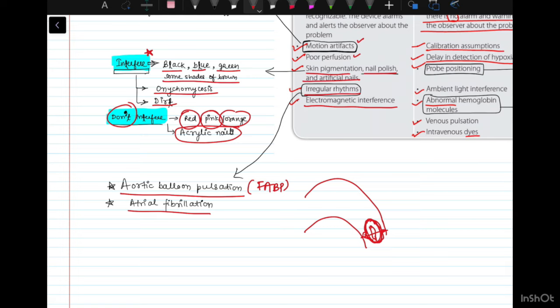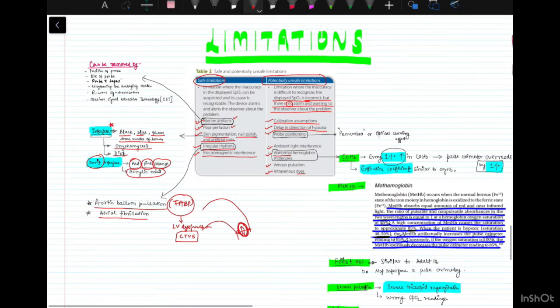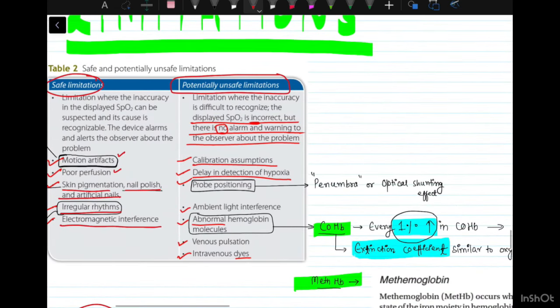So this inflation and deflation of this cuff in the aorta decreases and increases the systemic vascular resistance. So this will change the pulsatile component, and the reading of the pulse oximeter will vary. You can see this IABP mostly in those LV dysfunction patients in the CTVS OT and it is not seen elsewhere.